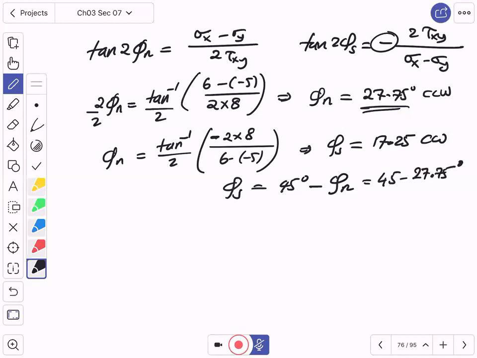27.75. And the idea here is that you would need to know what is the direction of that. So let me show you how we are going to get the direction, okay? Now, if you plot the coordinate like this, such that this is sigma, this is tau counterclockwise.